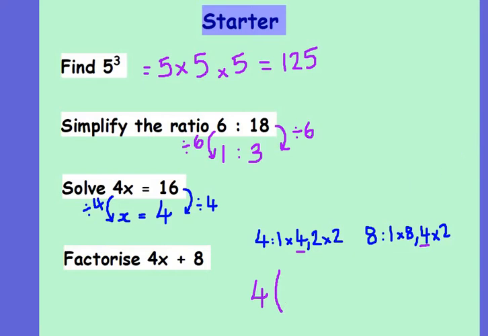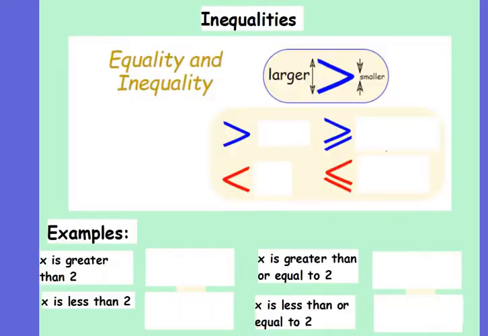If that's outside of my brackets, Ollie, what goes in my bracket? Exactly, 4x, because 4 times x gives me 4x, plus 2, because 4 times 2 would give me 8. Let's head into today's lesson.